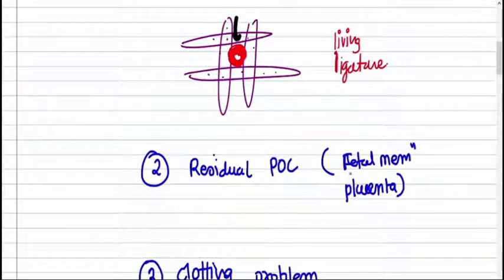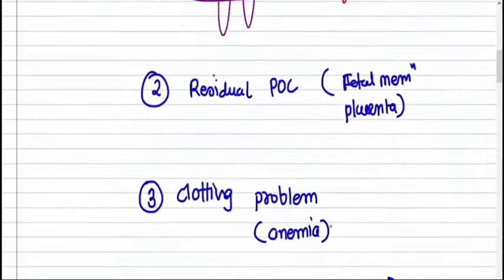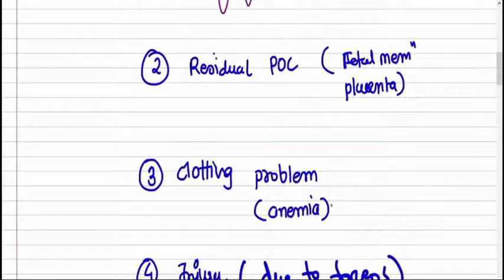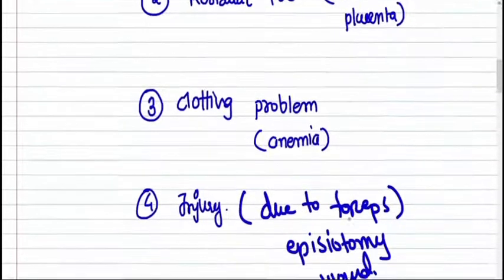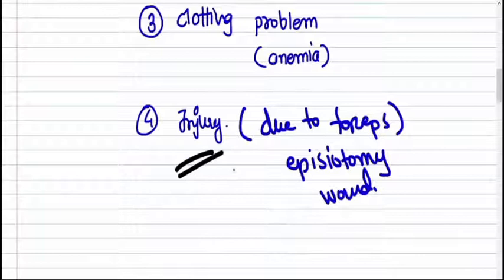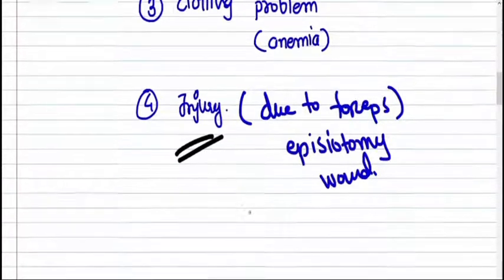Residual products of conception like bits of fetal membrane and placenta can also cause PPH. Clotting problems can also cause PPH. Genital tract injury, like injury due to an episiotomy wound, or injury due to forceps or ventouse, can all cause PPH. Cervical tear also causes PPH.